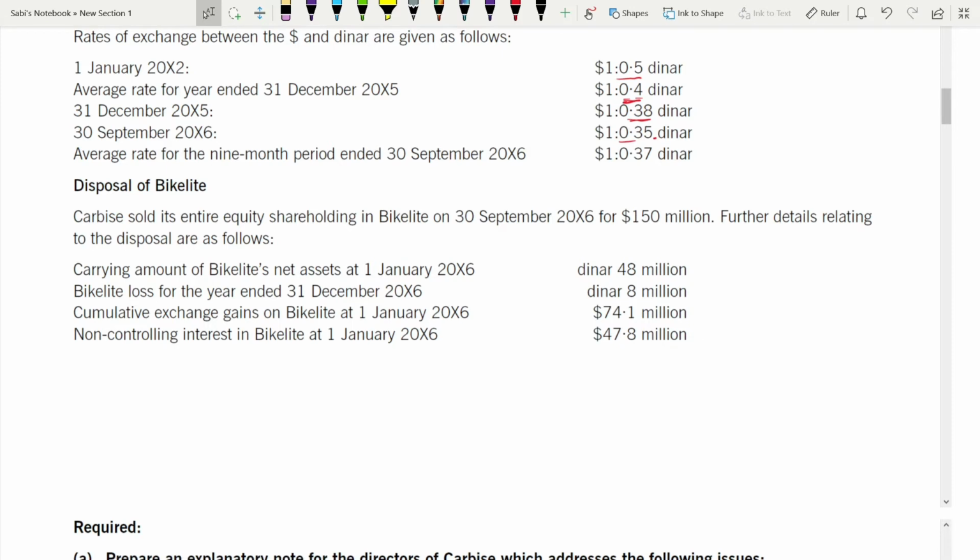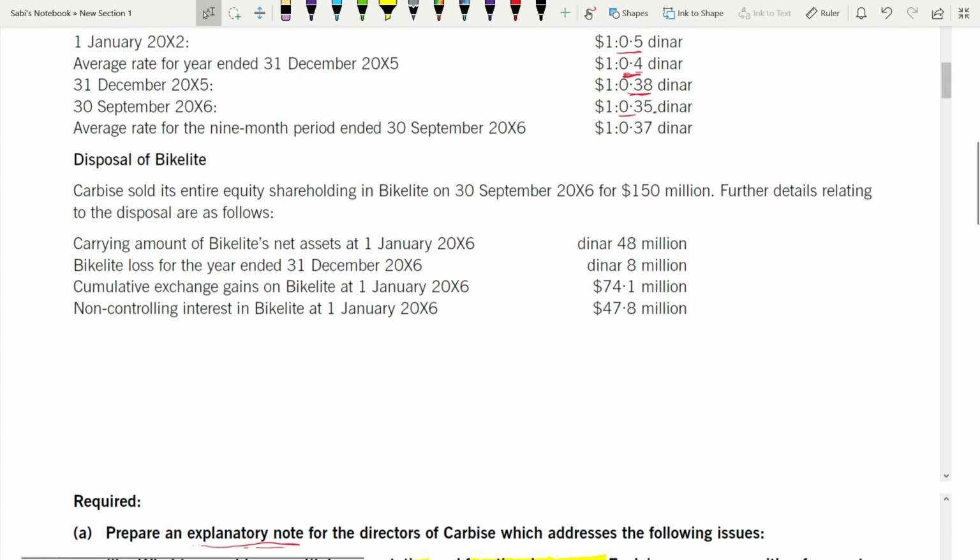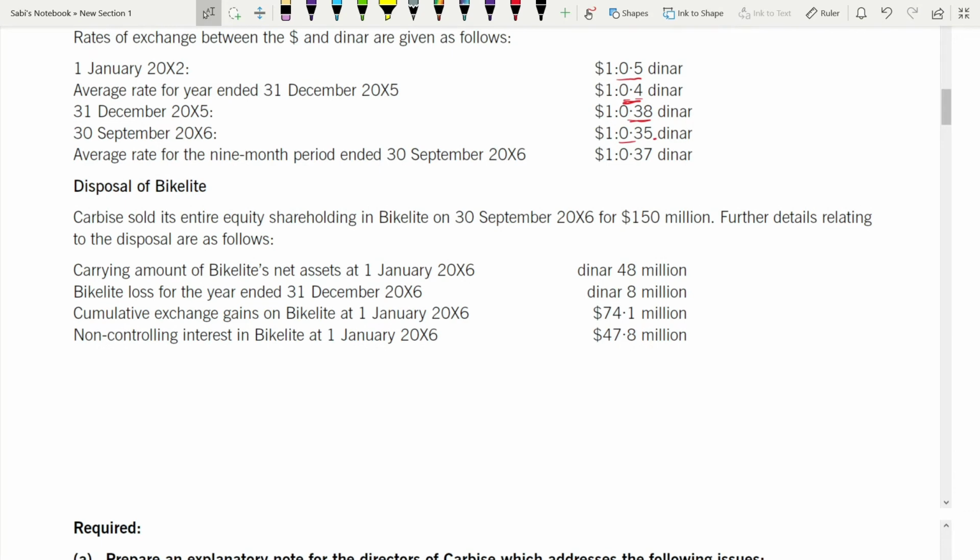Here, for that we have to read the disposal of Bike Light. So Kerber sold his entire equity shareholding in Bike Light on 30th September 2006 for 150 million. How much it sold? 150 million. That part will come later. Further details are written in disposal as follows.